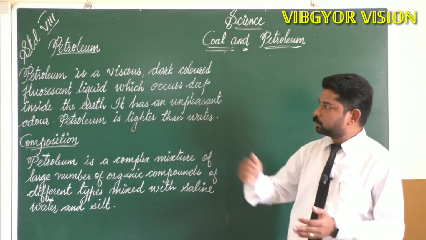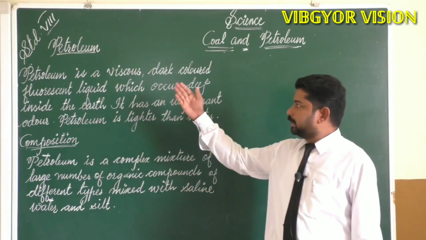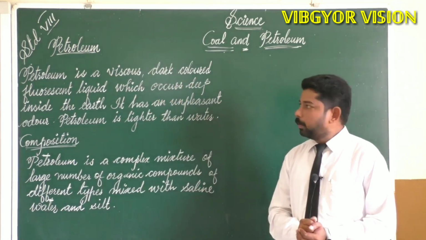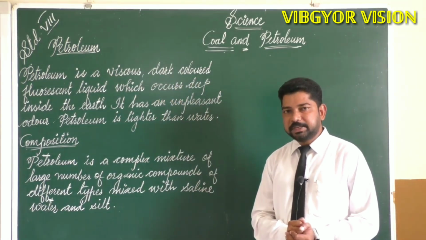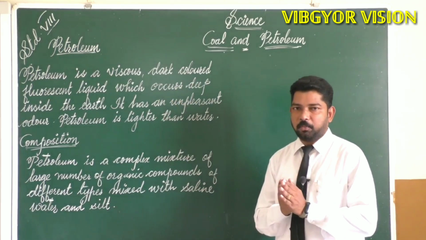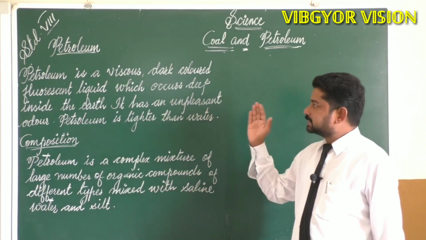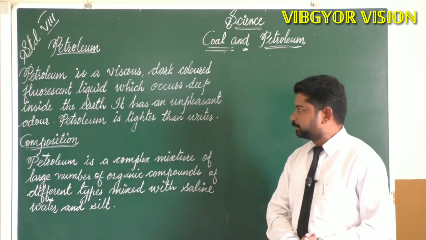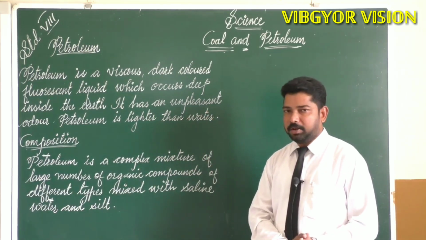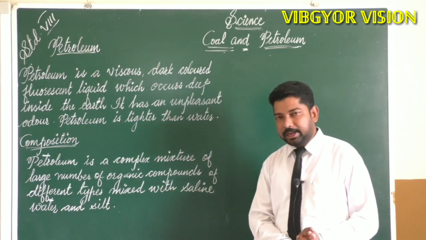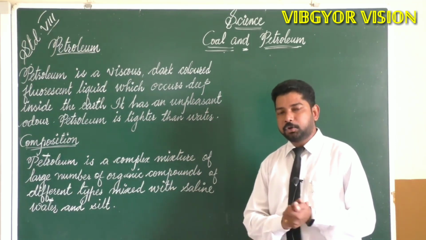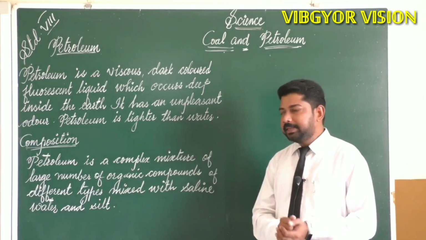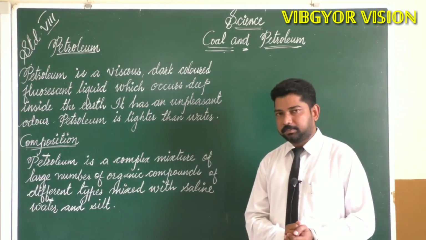So we can summarize the properties of petroleum. Petroleum is a viscous dark colored fluorescent liquid. What is meant by viscous? Viscous means it will be thick, difficult to flow. So petroleum is a viscous dark colored fluorescent liquid which occurs deep inside the earth. It has an unpleasant odor. Petroleum is lighter than water. I said that the density of petroleum is lesser than water. That's why it is written as petroleum is lighter than water.